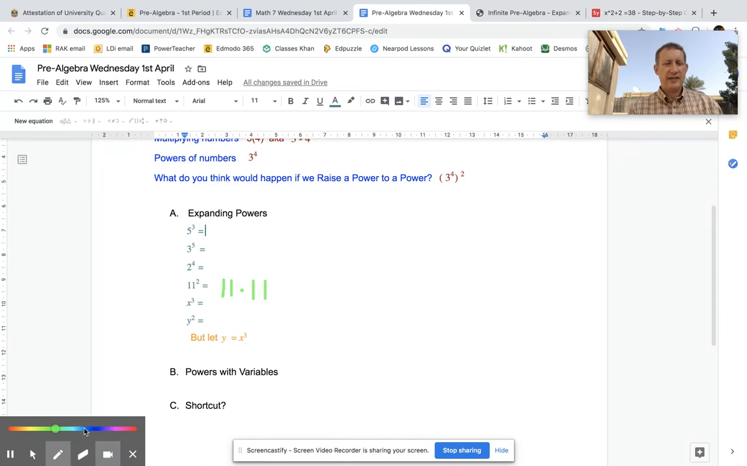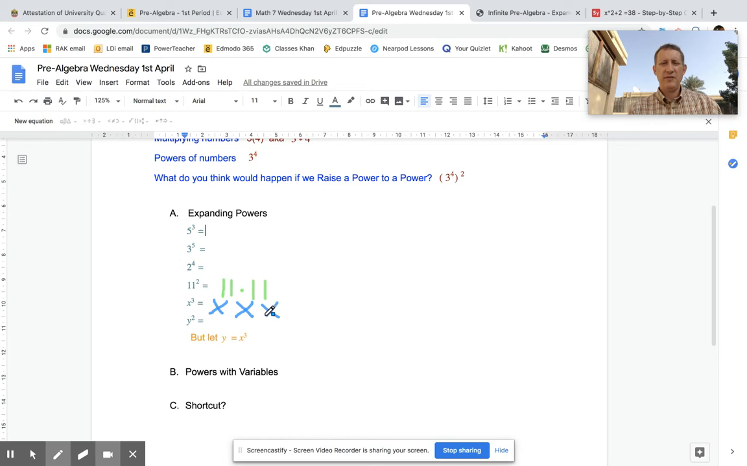Let's expand out the one below it. What if there's a variable at the base of an exponent instead of a number? It's the same thing. X to the 3rd just means you're multiplying x 3 times. X times x times x.